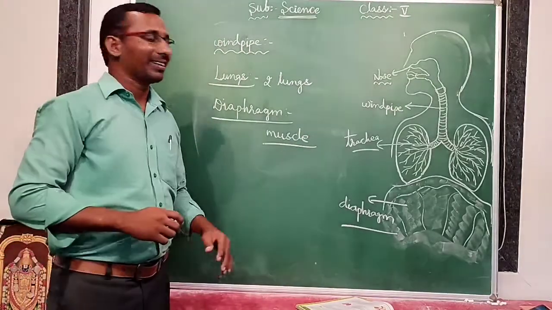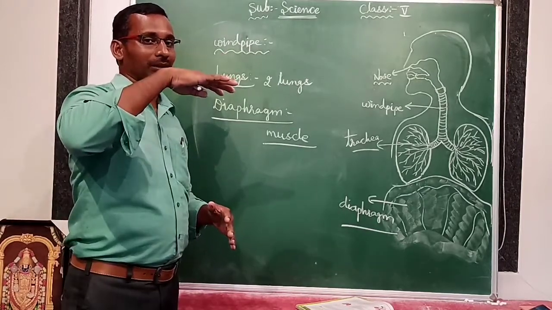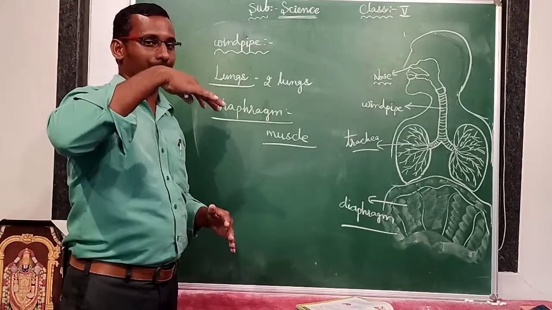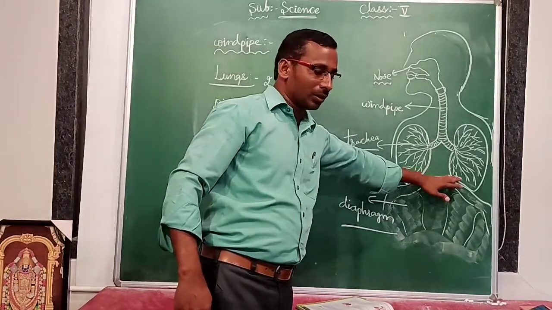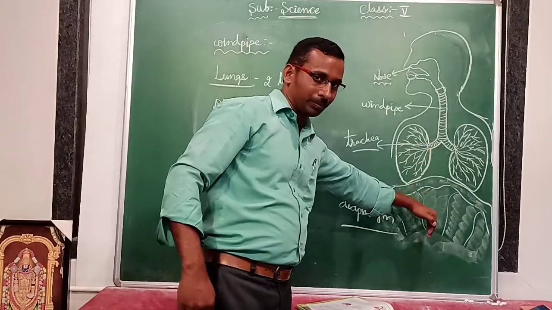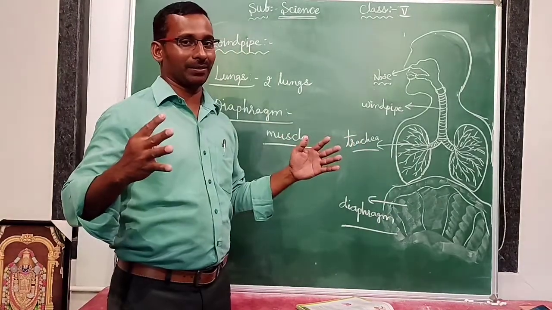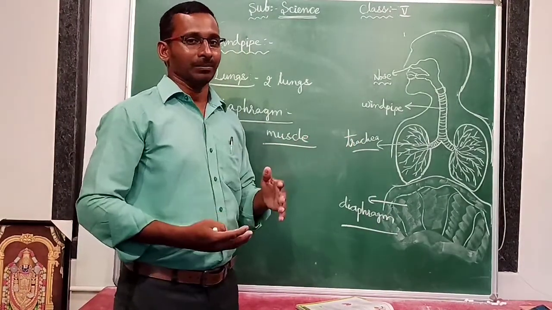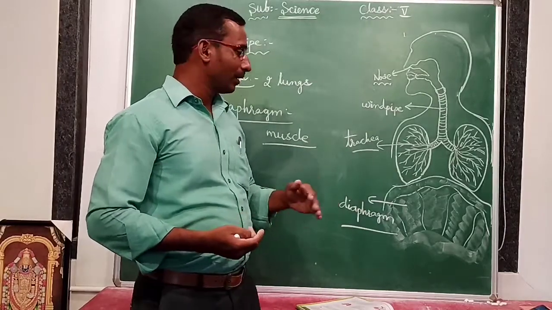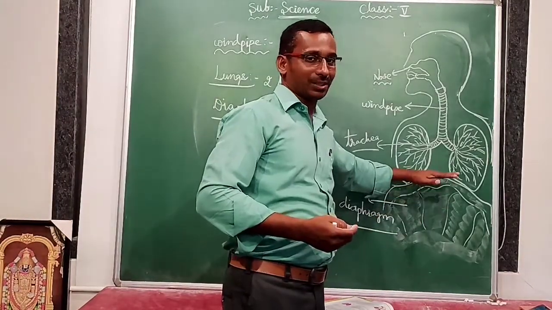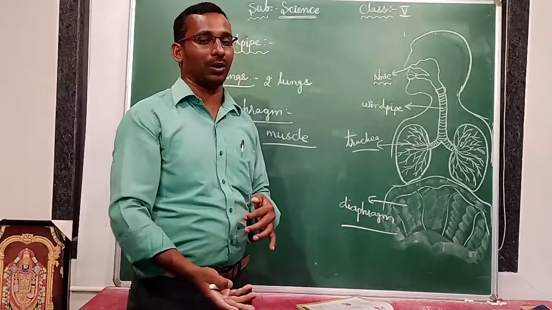That is why this diaphragm is always going downward and coming upward, pulling down and pushing up. This diaphragm muscle is connected to our two lungs. When the diaphragm pulls down, our lungs automatically expand, and then we take air in. When we release air outside, the diaphragm muscle relaxes, so automatically the lungs contract and air comes out.